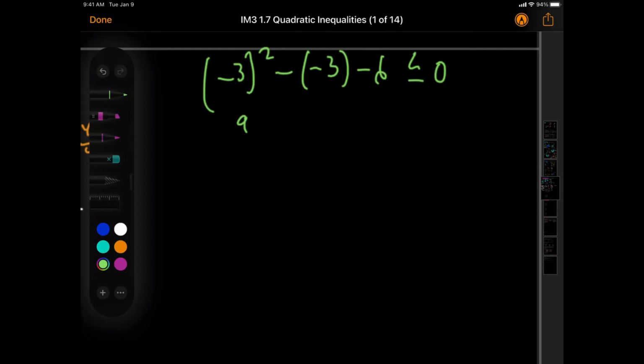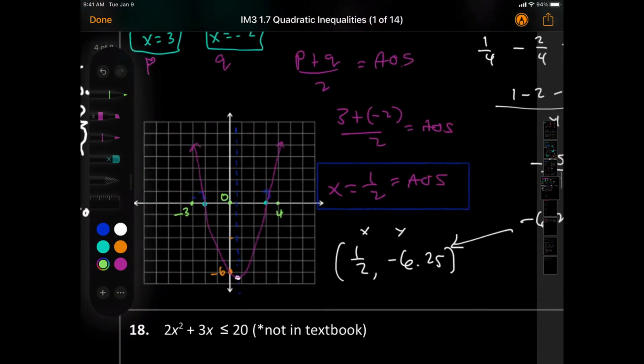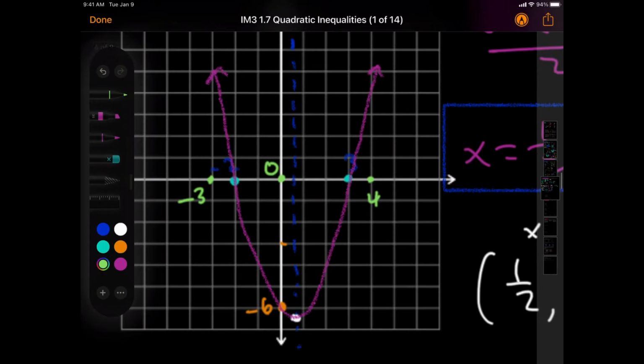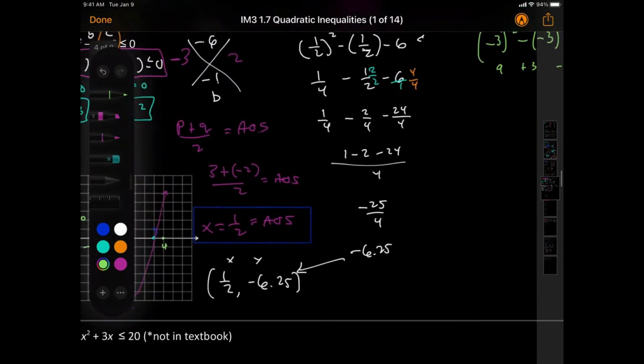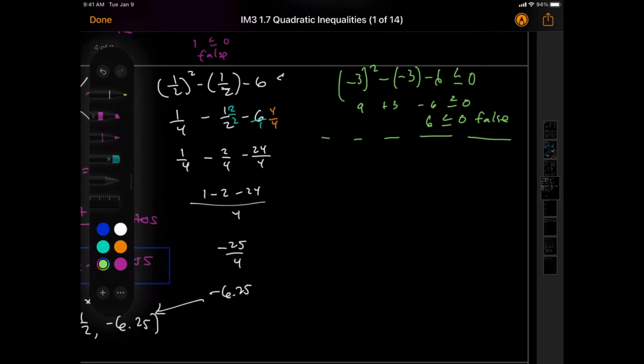So I get 9 plus 3 minus 6. You get 12 minus 6 is 6. And 6 is less than 0. This is false. So the area that has -3, you can write x or you can write no. Okay? Let's try 0. So 0 minus 0 minus 6. -6 is less than 0. This is true.